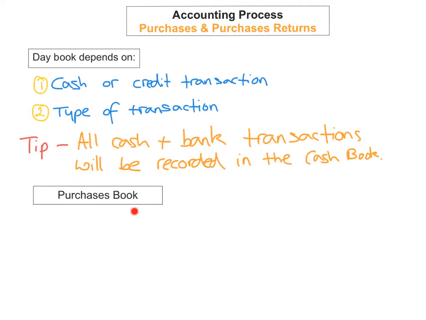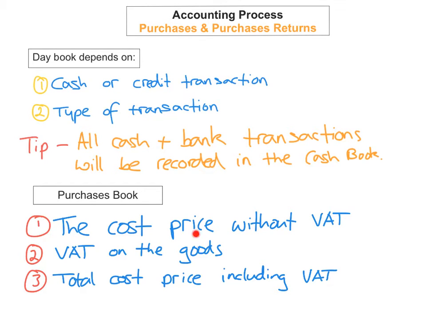The purchases book is the first thing that you've got to fill out, because when you purchase a good, that's the first step, and then you have to input the details of what you purchased into a book called the purchases book. In really simple terms, the purchases book shows you all the things that you've bought in a particular period of time. There are three main things you can see in a purchases book. The first is the cost price of what you purchased without the VAT. Then you can see how much the VAT was on the goods. And then you can see the total cost price that you have to pay, including the VAT.